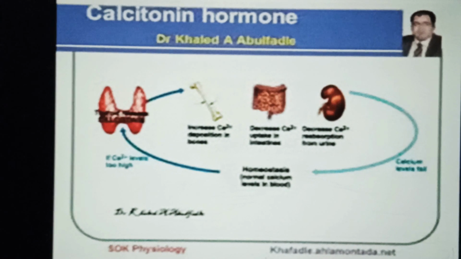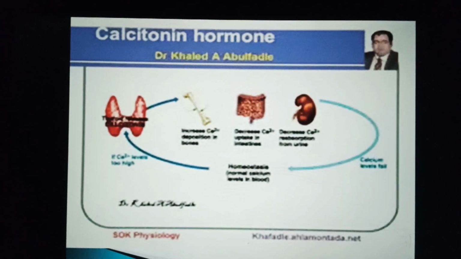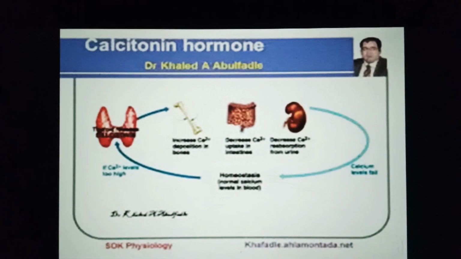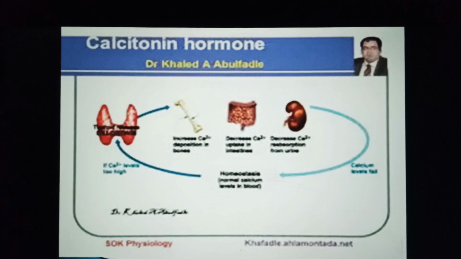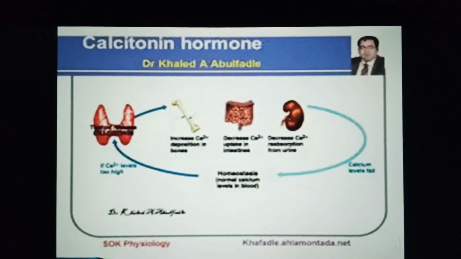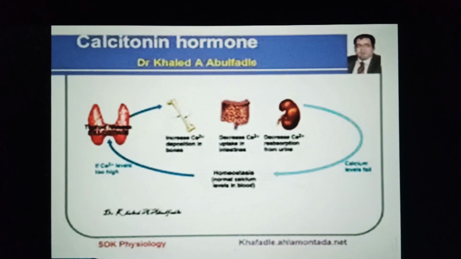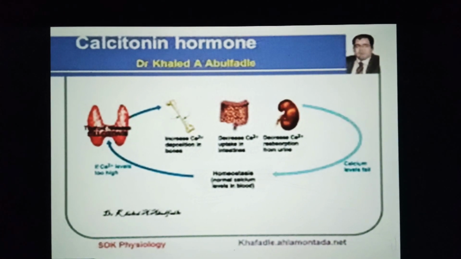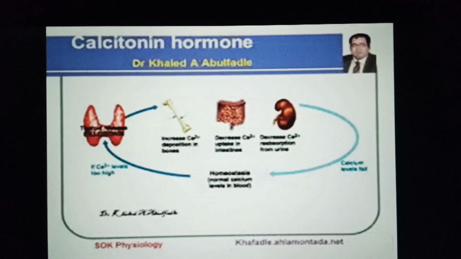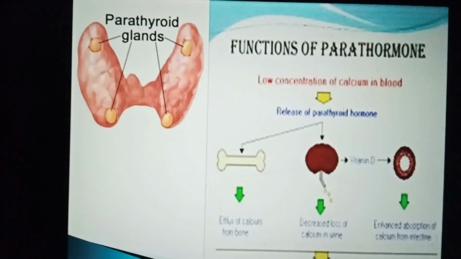The next one is calcitonin. The thyroid gland produces another hormone called calcitonin. It decreases the level of calcium ions in blood and promotes the absorption of calcium from blood into bones.